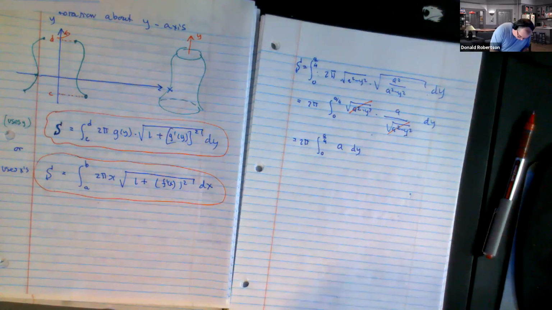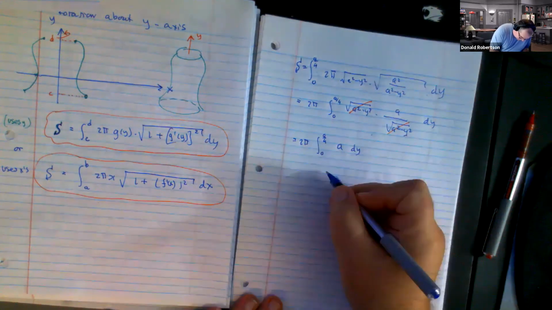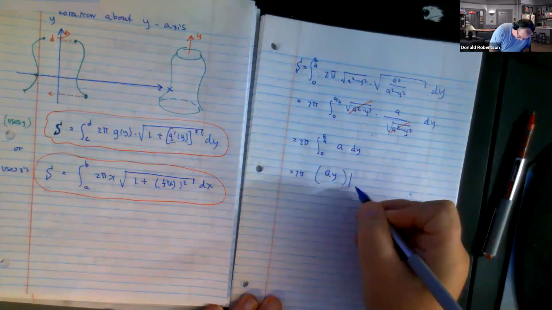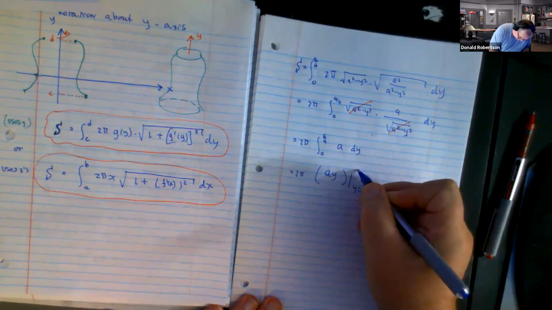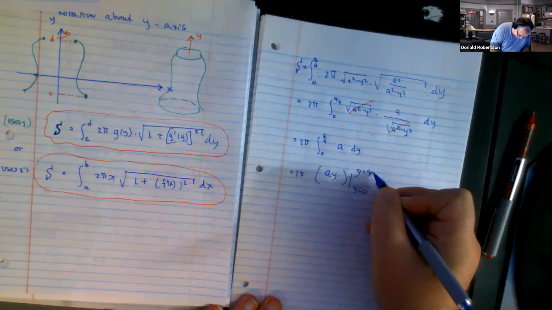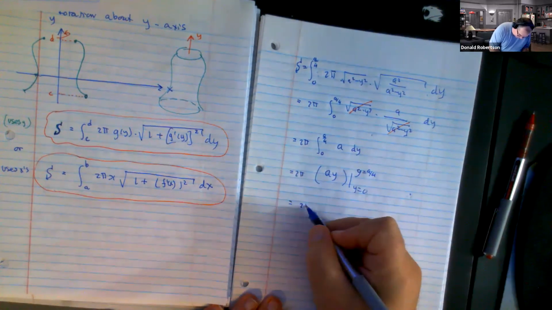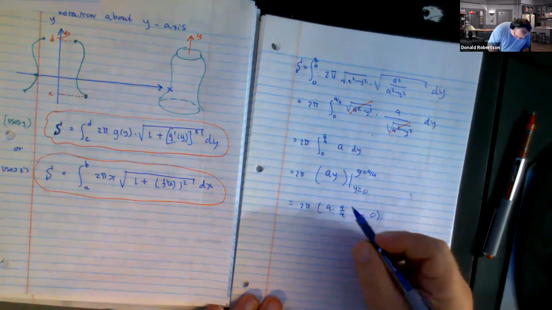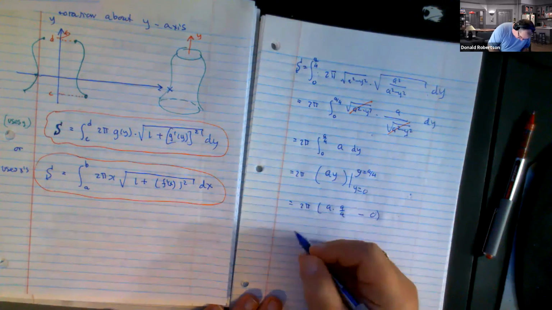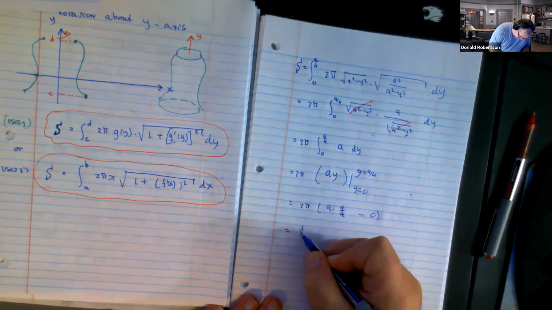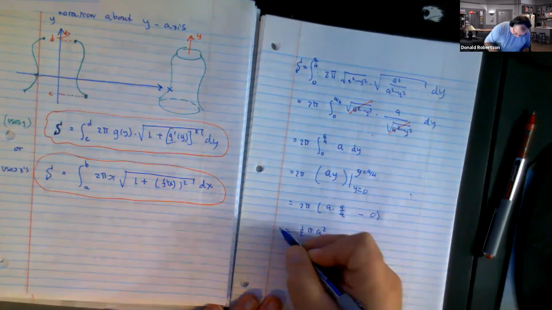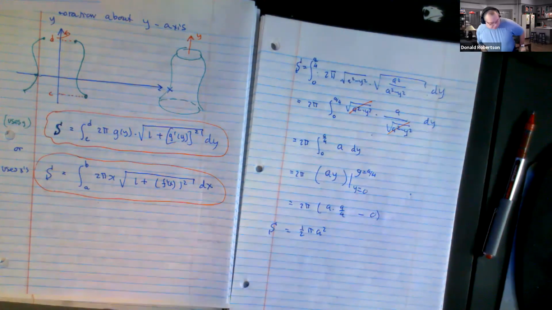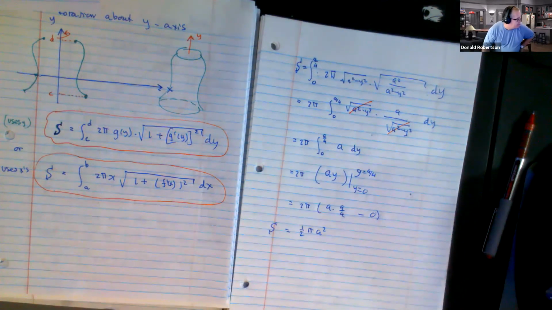Well, if you integrate a constant with respect to y, you get ay. Evaluated at 0, and in this case, a/4. A times a/4, take away 0. That's a squared over 4. 2 pi times a squared over 4 is 1/2 pi a squared. We're done. And that's the end of that one.